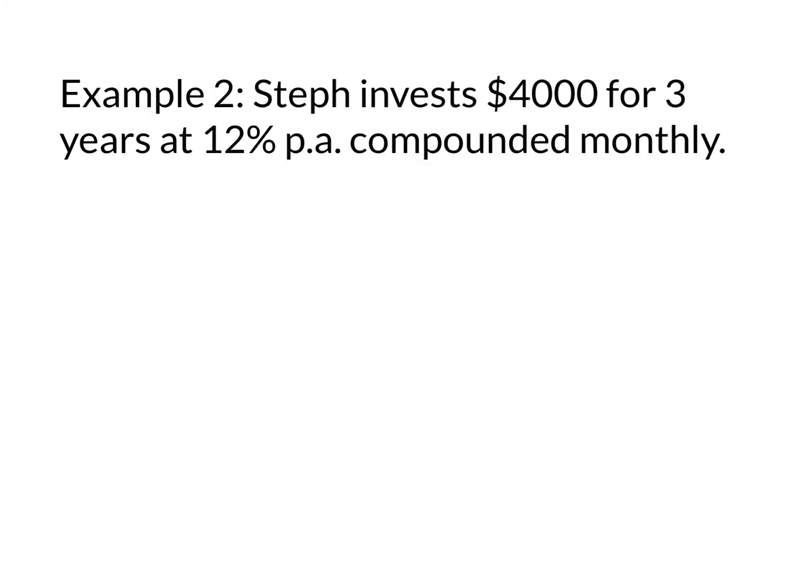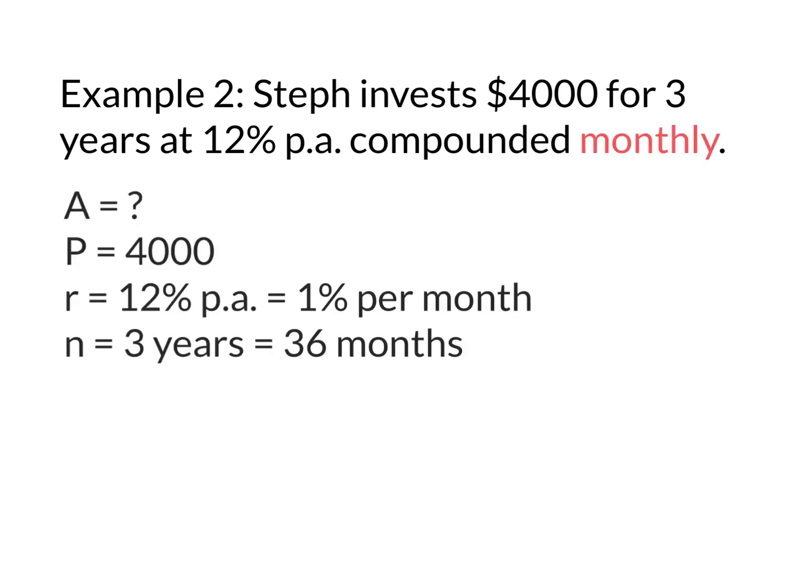Let's look at a slightly different question. Steph is going to invest $4,000 for 3 years at 12% per annum, compounded monthly. So note, monthly. That's what it's compounded. So that means everything needs to be in months. So A, we don't know. That's what we're trying to find, the final amount. The principal, well, we're still investing $4,000. But we're going to have to change the rate, because 12% per year needs to be changed to per month, which is 1% per month. And the N, so the time, is currently 3 years, but once again we need that in months, so that's 36 months.